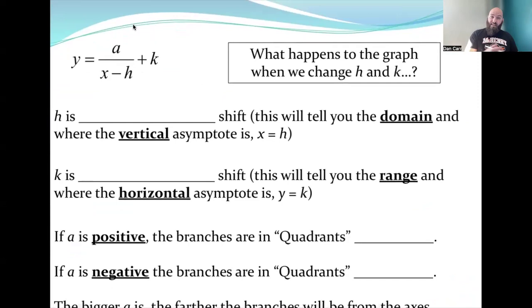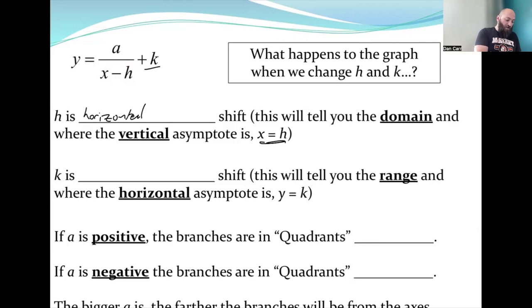That all comes together to look at this version of our simple rational functions. We can write them in this format of a over x minus h plus k. h is a horizontal shift. Our horizontal shift is going to be based on this number here. What we need to be careful of is, since we can't divide by zero, the question I like to ask is, what x would make that into a zero? That is what's creating our vertical asymptote.